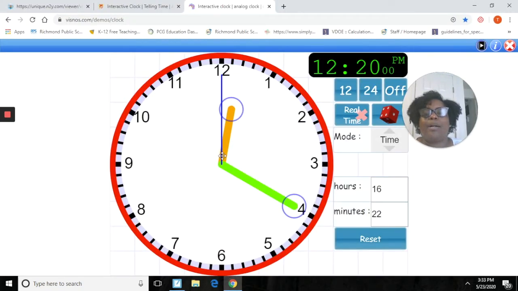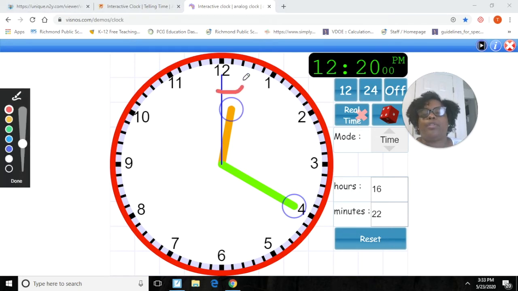Let's see. So our hour is right after that 12. So we know we are still in the 12 o'clock hour. So how do we determine the minutes? We're going to count to the nearest 5. 5, 10, 15, 20. It is 12:20. It's right here. The answer was right here.